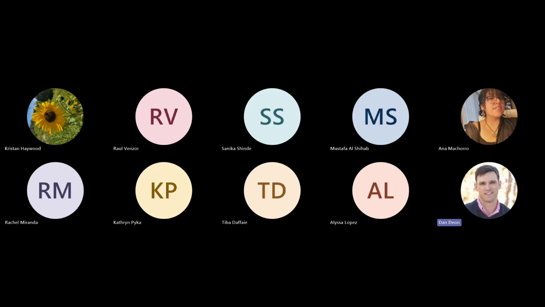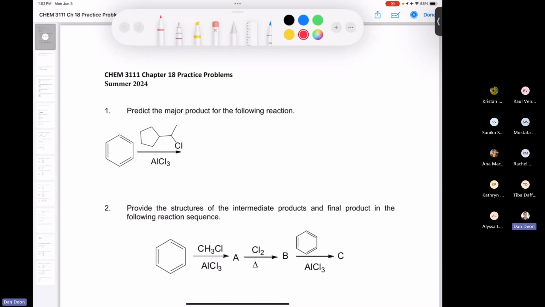Okay, Chemistry 3111, we had finished the Chapter 18 content. We had finished all of Chapter 18, which is electrophilic aromatic substitution. Then after that, we studied SNAr, and then after that, we covered elimination and addition chemistry. So we covered all of those concepts, and now we're going to take some time to go over some practice problems.